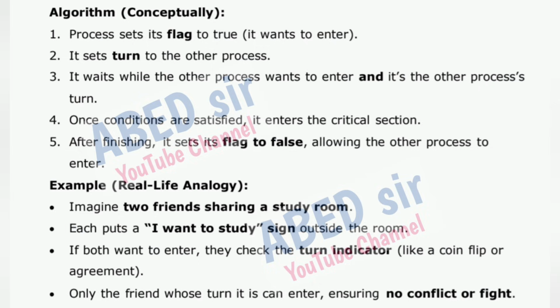Example, real-life analogy. Imagine two friends sharing a study room. Each puts a "I want to study" sign outside the room. If both want to enter, they check the turn indicator, like a coin flip or agreement. Only the friend whose turn it is can enter, ensuring no conflict or fight.